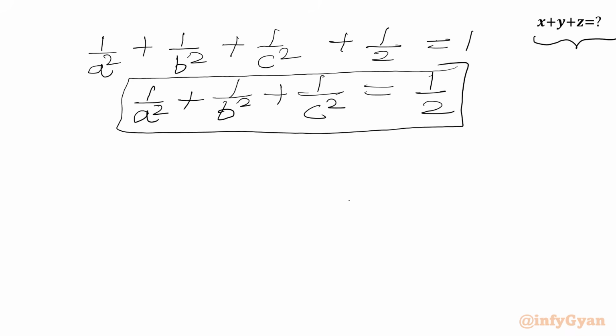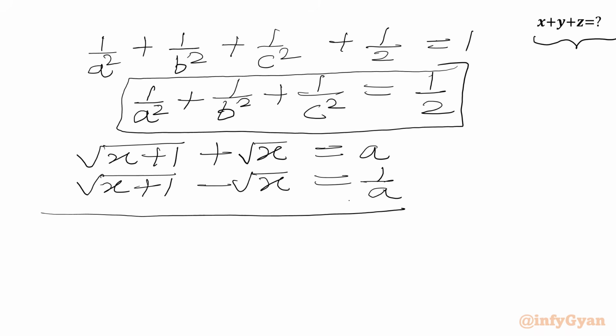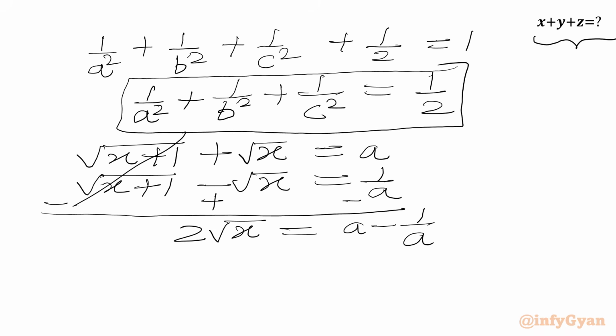Now we will write our substitution equations once again. Square root x plus 1 plus square root x, this was our substitution A. I will write square root x plus 1 minus square root x, this was equal to 1 over A. Now I will subtract second equation from first one. So we will change the sign over here. These two terms will get over. We will write 2 square root x in LHS and A minus 1 over A in RHS.